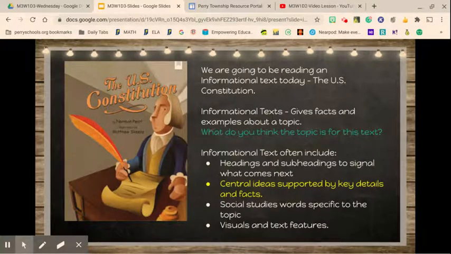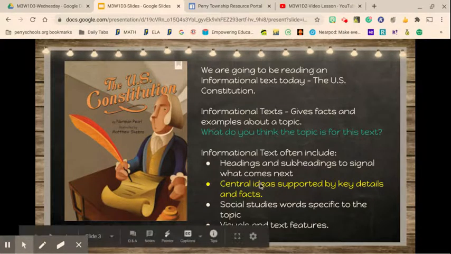We are going to continue using our informational text today, the U.S. Constitution. Remember, informational text gives us facts and examples about a text. Informational text often includes headings and subheadings to signal what comes next. It has a central idea supported by key details and facts, social studies words specific to the topic, and then visual and text features. We are going to be focusing on the central ideas supported by key details and facts.